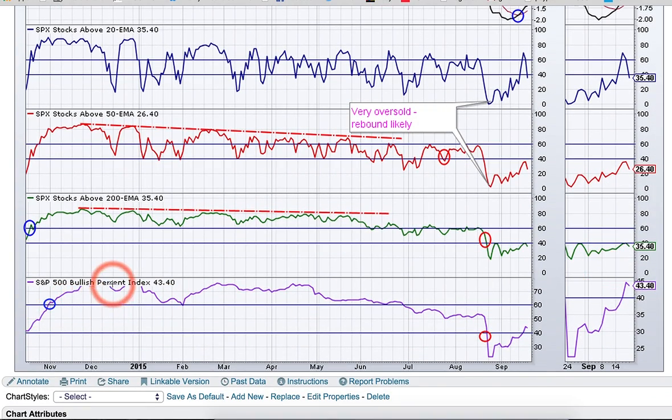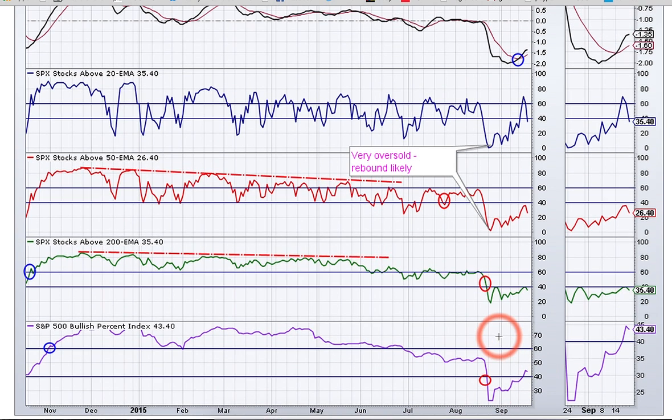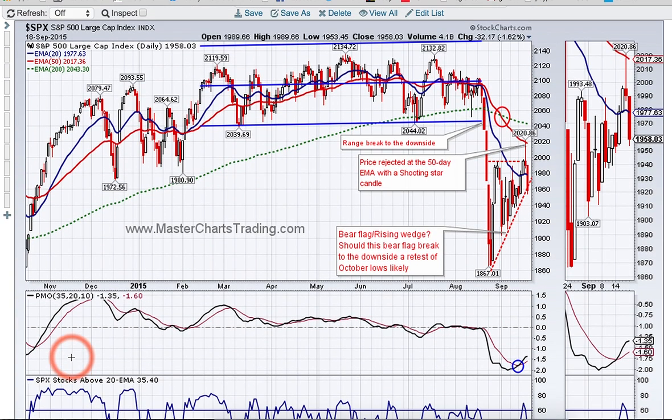Another nice way to look at breadth is the S&P 500 bullish percent index, and I have similar thresholds, 60 and 40. If the S&P 500 is above 60%, then it's in a bull market, and vice versa. In isolation, they don't really mean much, but at market tops and bottoms, they do.